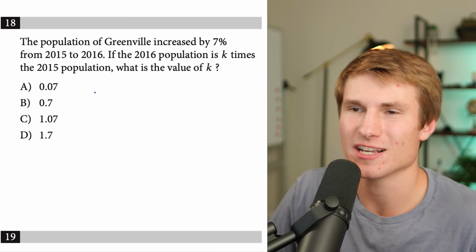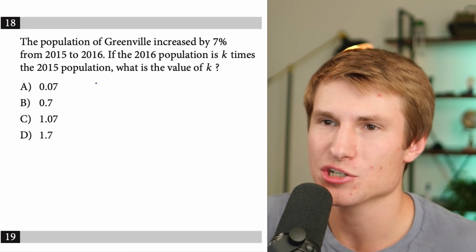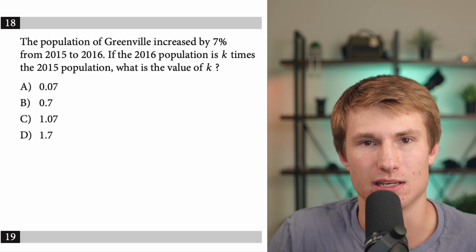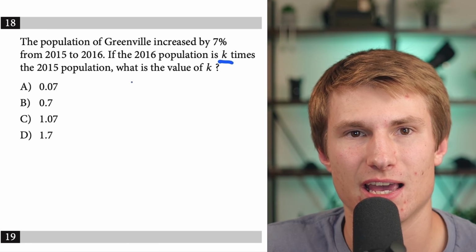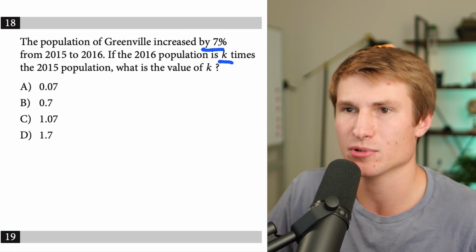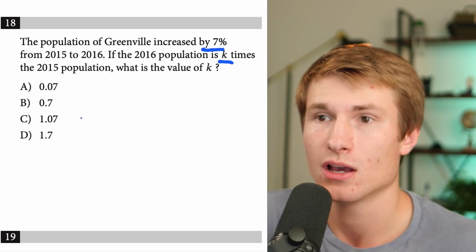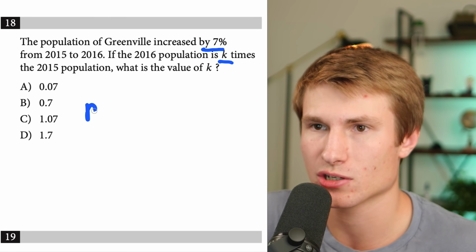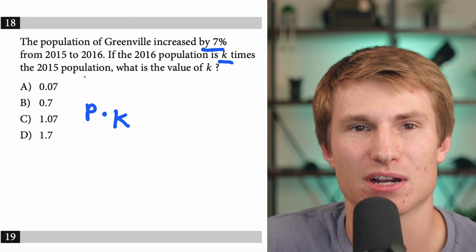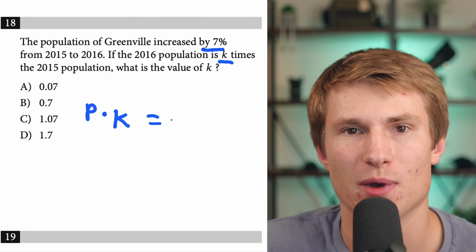Here's how to solve this SAT math question about percentages. Question 18 states the population of Greenville increased by 7% from 2015 to 2016. If the 2016 population is K times the 2015 population, what is the value of K? Well, if we're increasing by 7%, then the way we would represent this is the 2015 population, which we're just going to label as P, multiplied by K, which is how many times we are bigger than the 2015 population, will give us our new population.